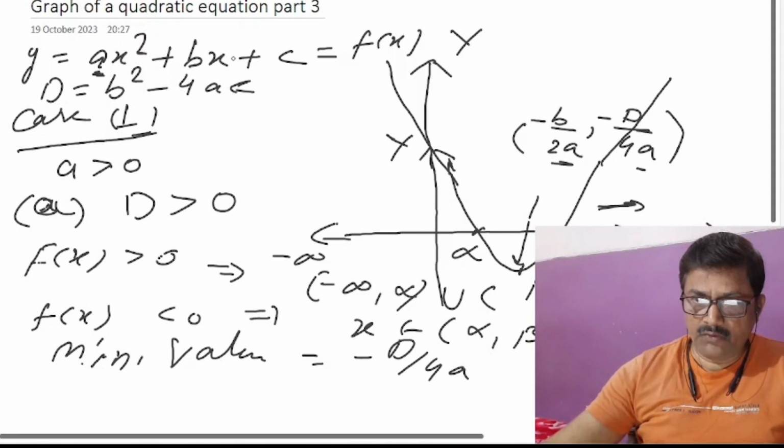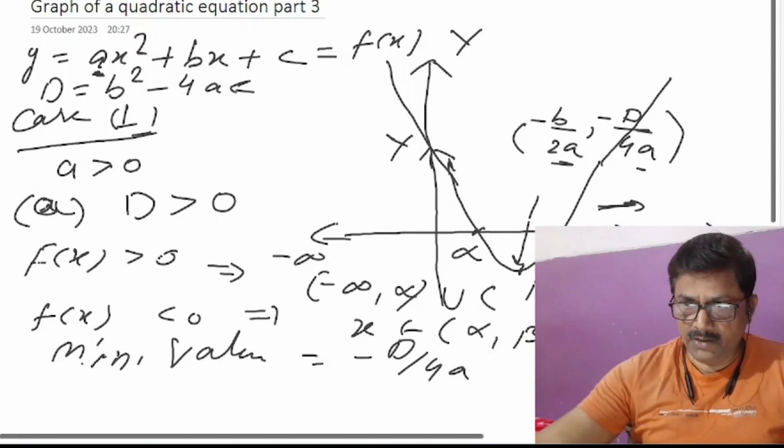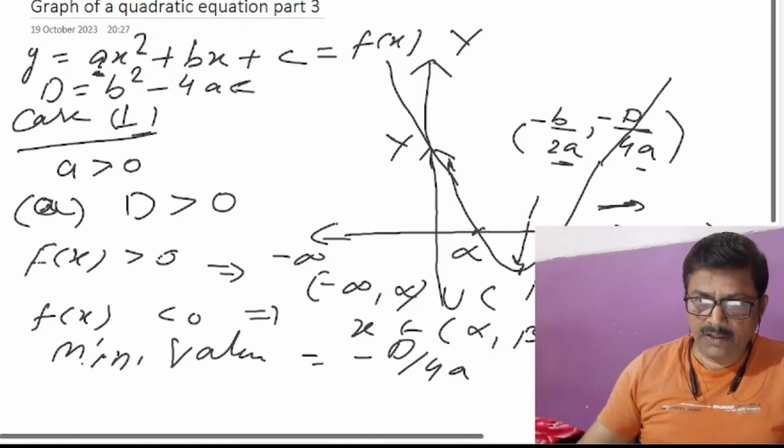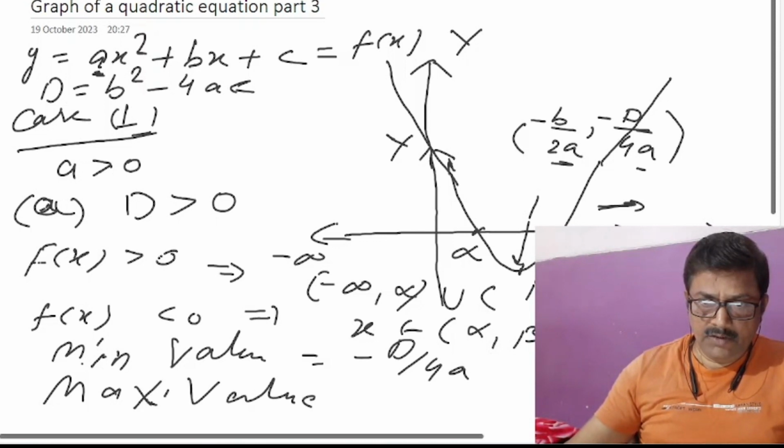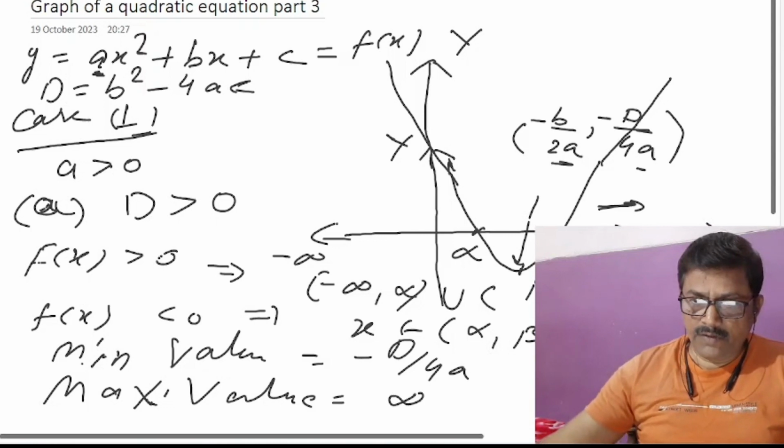And what is the maximum value? You can see the graph is going upward to infinity. It is stopping nowhere. So the maximum value will be infinity. So for the value of y, you can say the range.